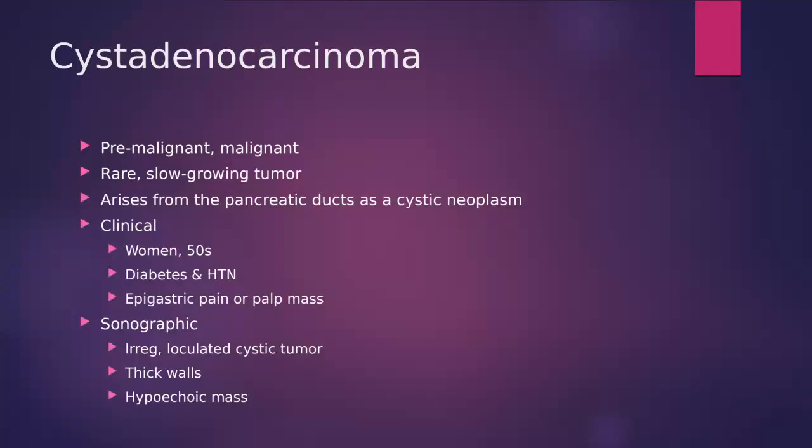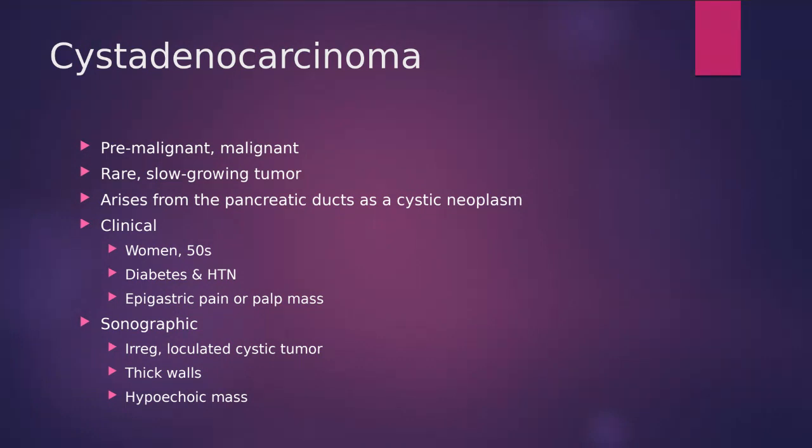Next, we have a cystadenocarcinoma. So cystadenoma, we just said, was benign, but now we're getting more into the malignancy version of that tumor. So this can either be pre-malignant or malignant in nature. This is going to be a rare, slow-growing tumor. Again, common in older women, typically in their 50s. It actually originates at the pancreatic duct, and it starts as a cystic neoplasm.